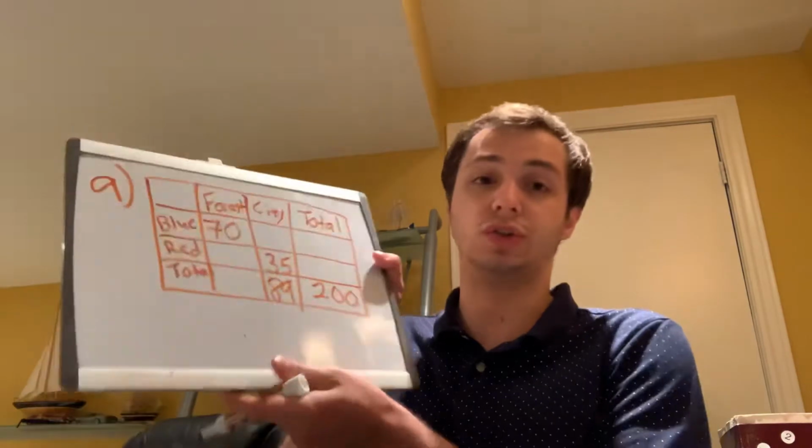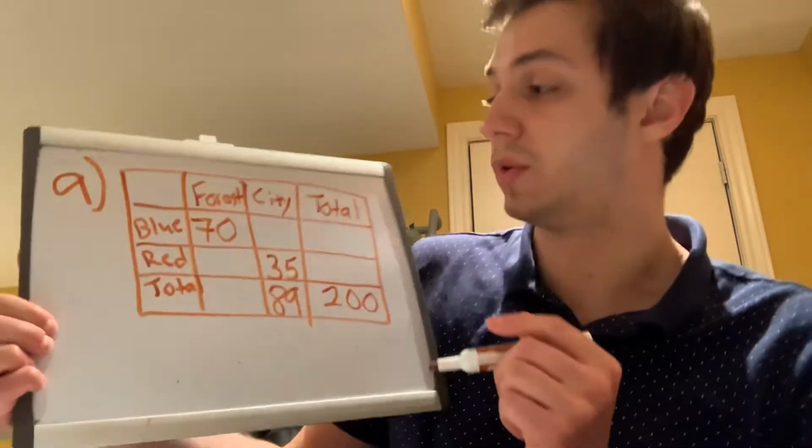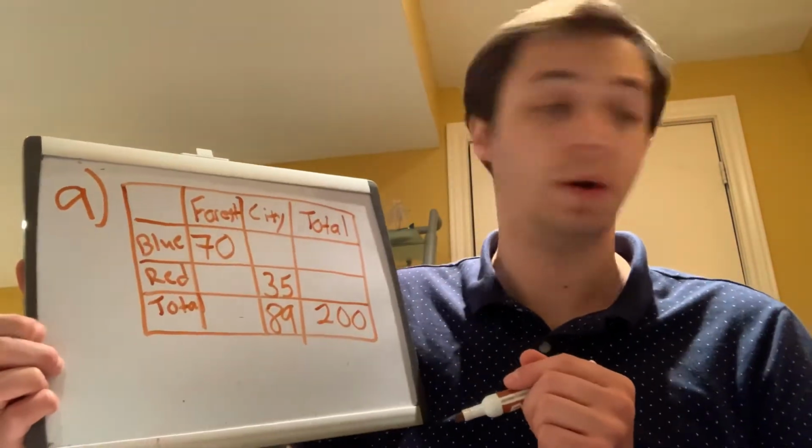If we look, we only have a few numbers written down. It tells us that there are 70 bluebirds in the forest. There are 35 redbirds in the city. The total number of birds in the city is 89. And the total number of birds in both the forest and the city is 200. Right, so these are the numbers that we are given.